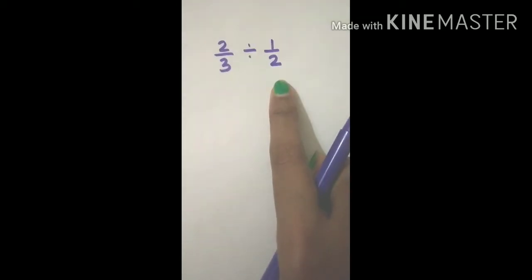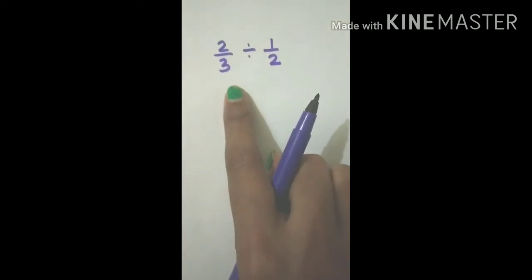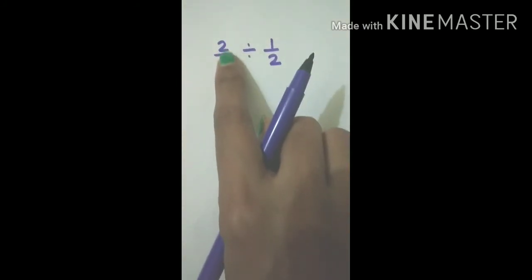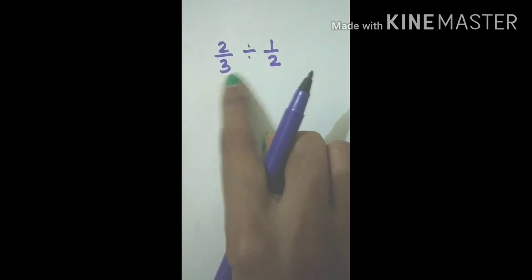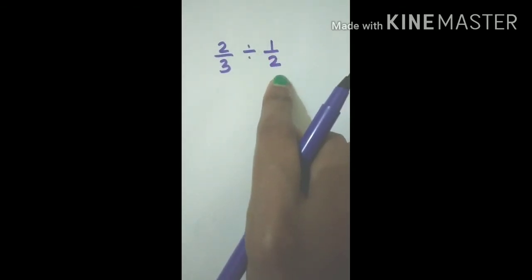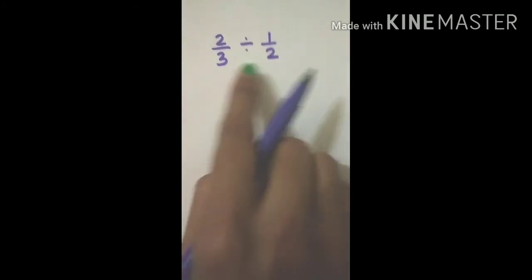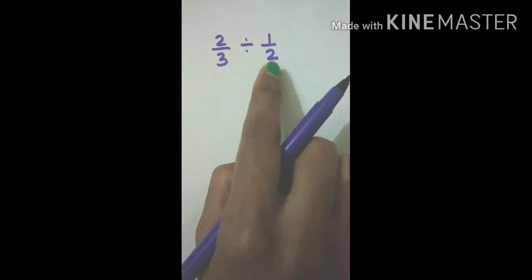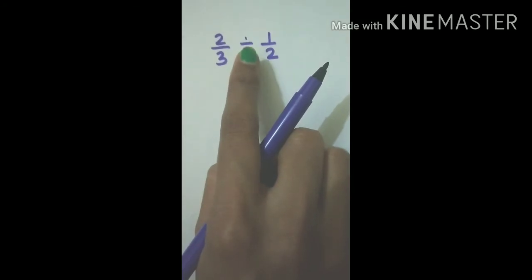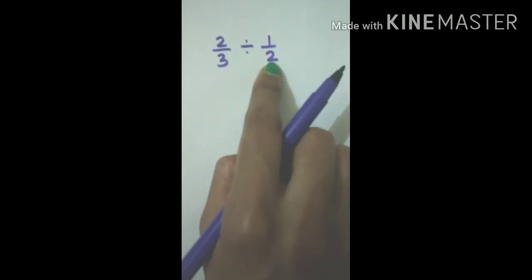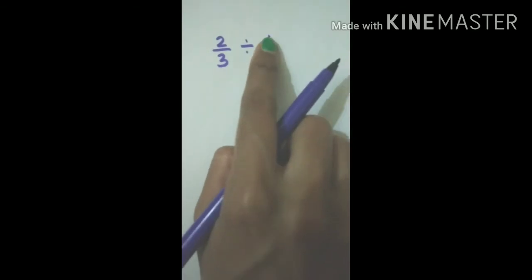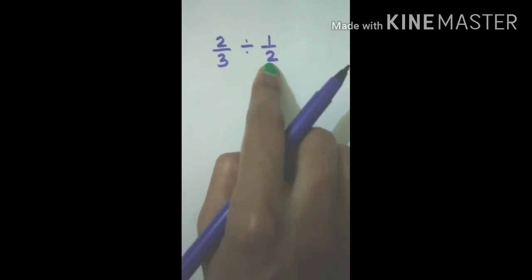Students, now look at this question. Even in this question, we have to divide a fraction 2 by 3 by a fraction 1 by 2. Now, in order to divide these two fractions, we have to first change this division sign into multiplication. And if we change this division sign into multiplication, 1 by 2 will become 2 by 1, because the reciprocal of 1 by 2 is 2 by 1.